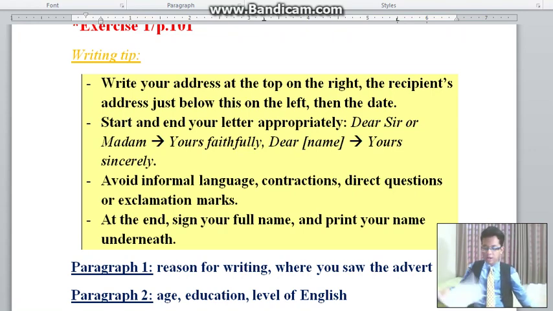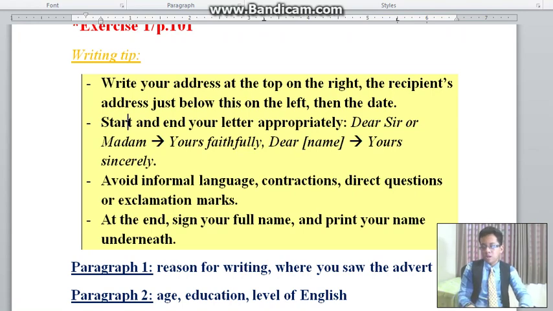So it says correctly, Adriana's address at the top on the right. The recipient's address just below on the left. On the left it says the Director of Studies, Britannia School, Cambridge, CB2 9 6YH, England. So there's the address of the recipient. So write it on the left. So it follows the structure correctly. So then the date. We're gonna have a date: 1st July 2009. The date.